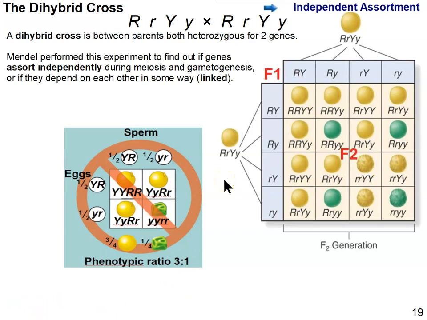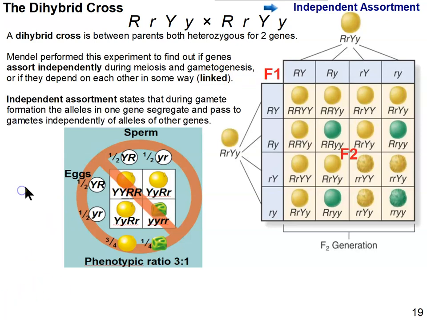The opposite of independent assortment is a concept that we call gene linkage. So in other words, if they did not assort independently, then that means that they were linked in some way. They were attached to each other in some way. They influenced each other's inheritance in some way. So if we define independent assortment, it states that during gamete formation, in other words, during gametogenesis, the alleles in one gene segregate and pass to gametes independently of alleles of other genes. So the alleles segregate without influencing each other's segregation.